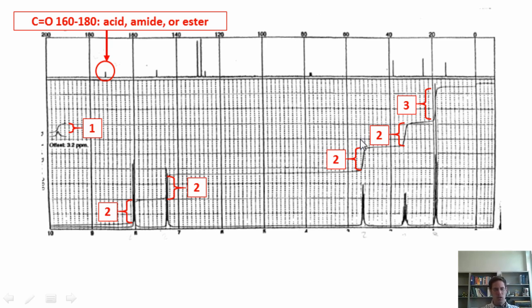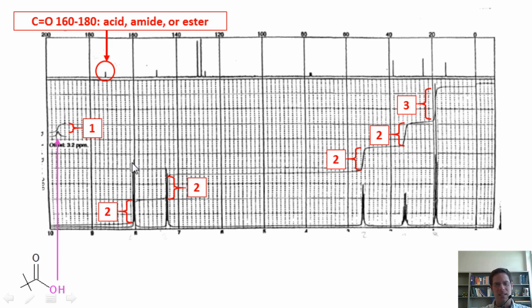Now that I've measured my integrals, I figure out what those individual pieces are based on where they appear in the NMR. This signal over here is offset by 3.2 ppm, which means that it's appearing to the left about 3.2 ppm, so it's somewhere around 13. What kind of hydrogen appears at 13? Carboxylic acid hydrogen. What about these two signals? I've got signals that are 2 to 2 in the 6 to 8 region. This is aromatic land. Now granted, this is slightly outside of 8. Don't worry about it. Aromatic land.